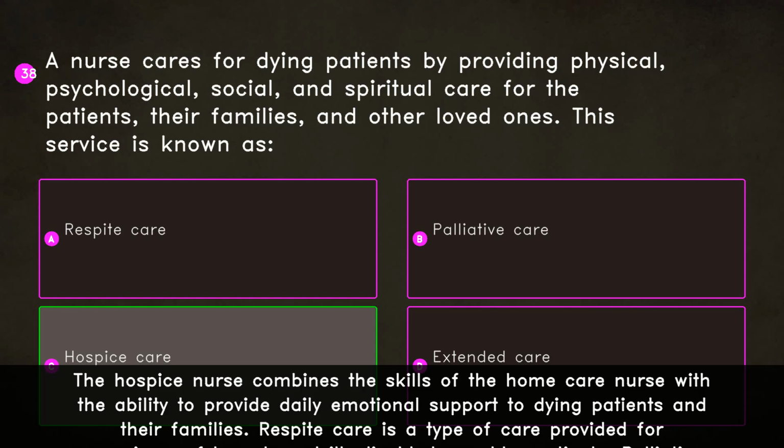The hospice nurse combines the skills of the home care nurse with the ability to provide daily emotional support to dying patients and their families. Respite care is a type of care provided for caregivers of homebound ill, disabled, or older patients. Palliative care, which can be used in conjunction with medical treatment and in all types of healthcare settings, is focused on the relief of physical, mental, and spiritual distress. Extended care facilities include transitional subacute care, assisted living facilities, intermediate and long-term care, homes for medically fragile children, retirement centers, and residential institutions for mentally and developmentally or physically disabled patients of all ages.